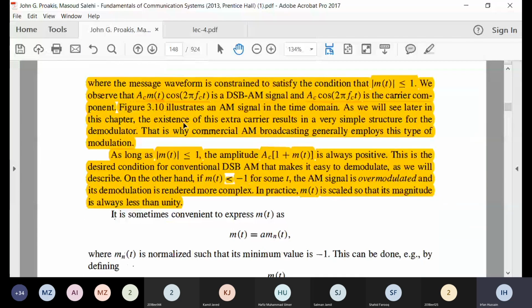In case, for example, m(t) is not less than 1, let us say it is greater than 1 in magnitude, in other words m(t) is less than, say, minus 2, then you have a problem, because 1 minus 2 will become minus 1, and you can see that your signal will actually go negative. From positive it will go negative. That is called an over-modulated AM signal, and in that case your demodulation becomes complex.